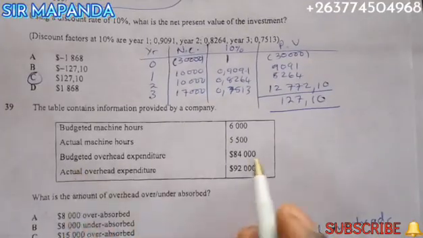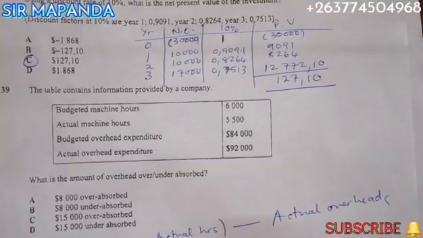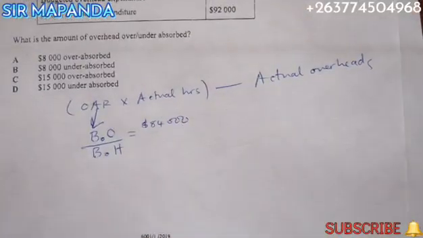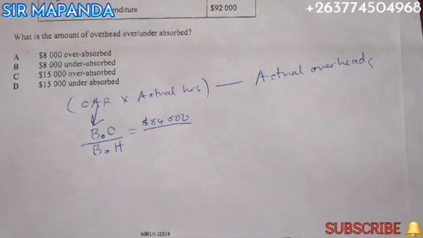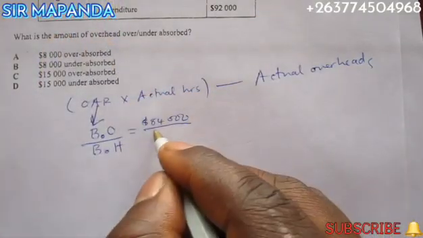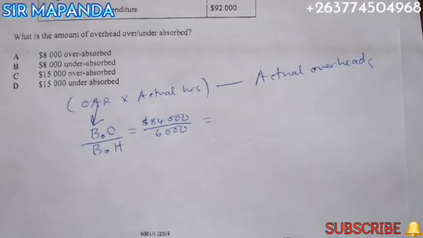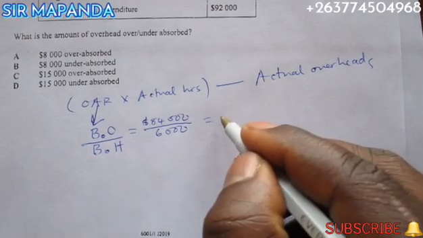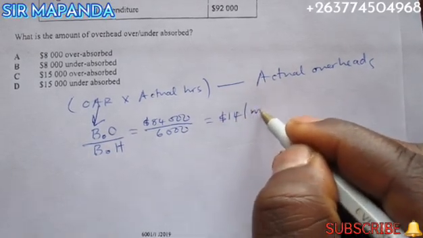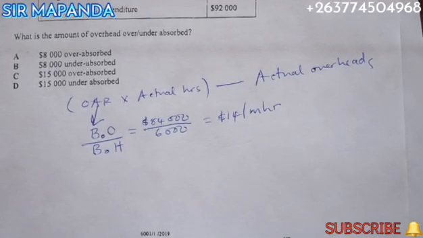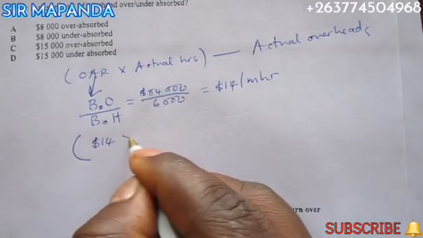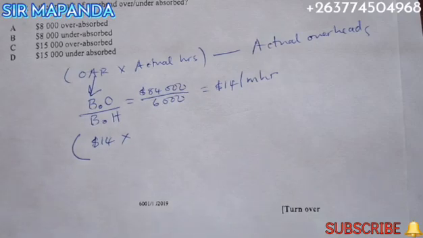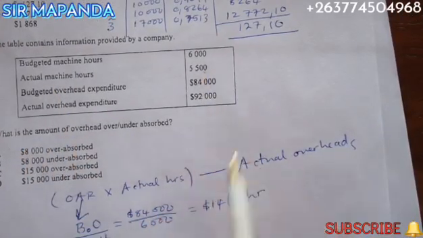So budgeted overheads are given as 84,000. You write 84,000 here. Then divide 84,000 with the budgeted hours. So budgeted machine hours, we have 6,000. So 84,000 divided by 6,000, you get $14 per machine hour. I hope you are following. Then put the $14 on OAR. Multiply this with the actual machine hours. The actual machine hours are given as 5,500.